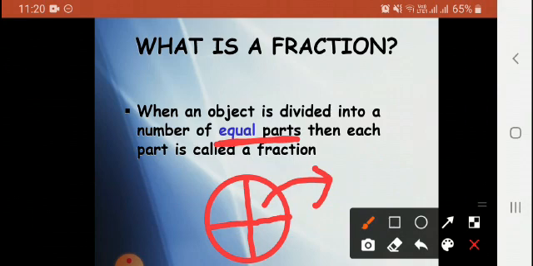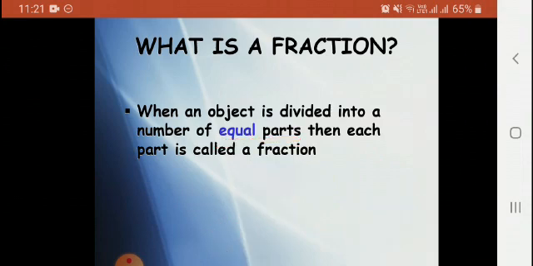Children, the term equal parts is very important over here, because if an object is not divided into equal parts, then we will not consider that as a part of a whole. A fraction is only called a fraction when the object is divided into equal number of parts.